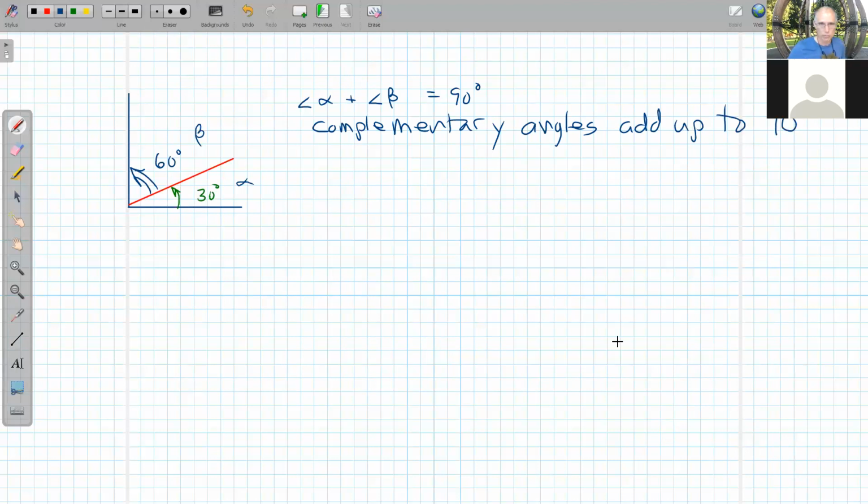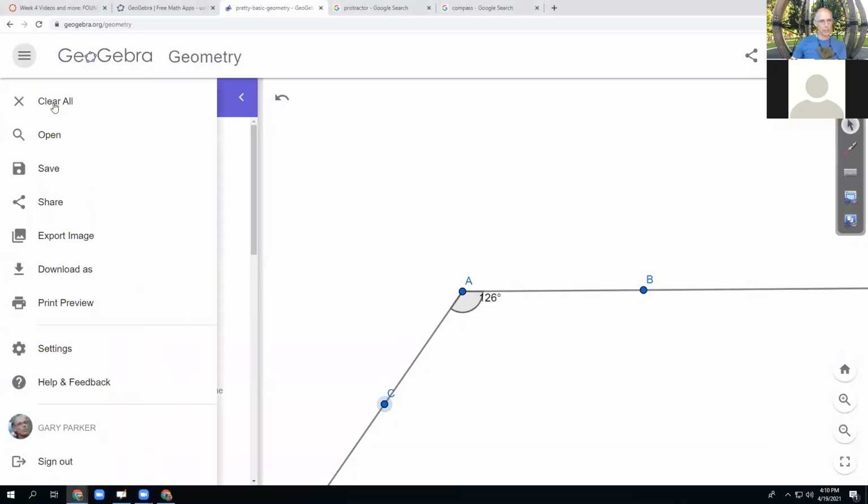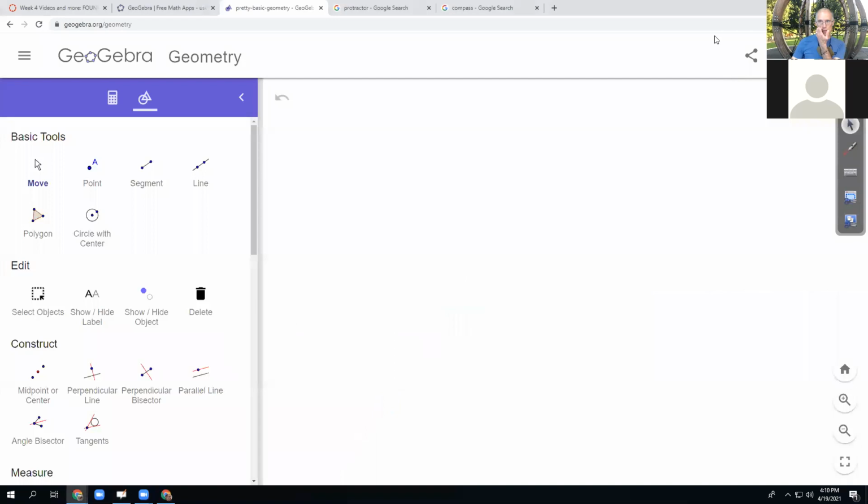So let's try to make some complementary angles in GeoGebra. So I'm going to reset this, clear, don't save.